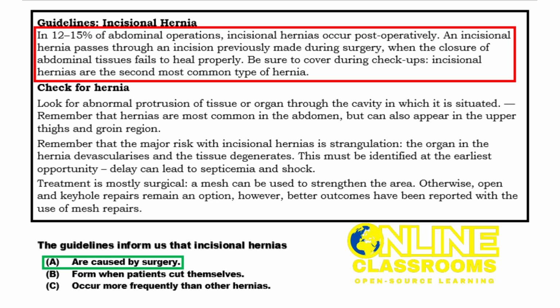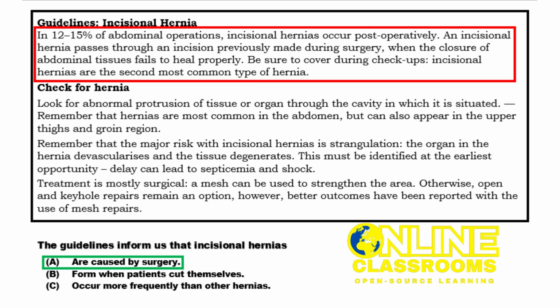The guidelines clearly state that incisional hernias occur postoperatively, meaning they develop after abdominal surgery. These hernias pass through incisions made during surgery, and they occur when the closure of abdominal tissues fails to heal properly. So, it is accurate to say that incisional hernias are caused by surgery, making option A the correct choice.